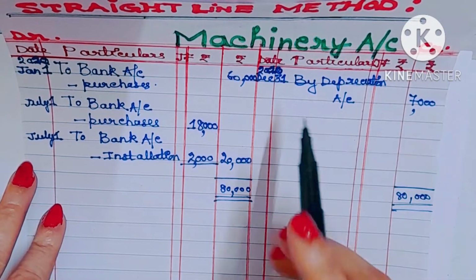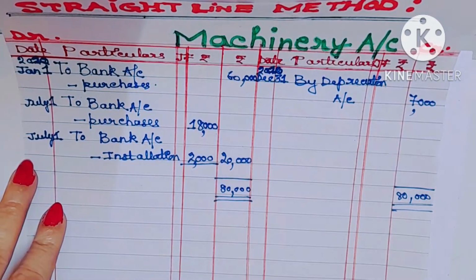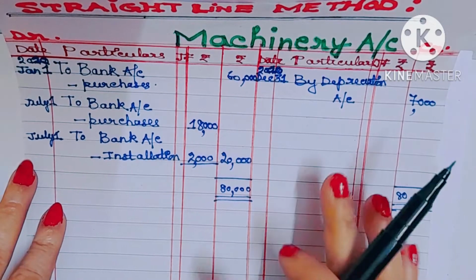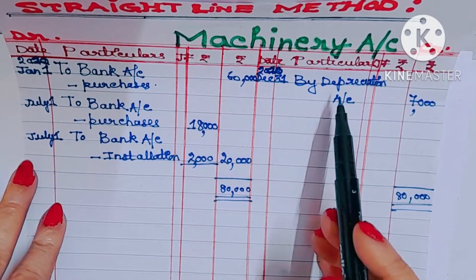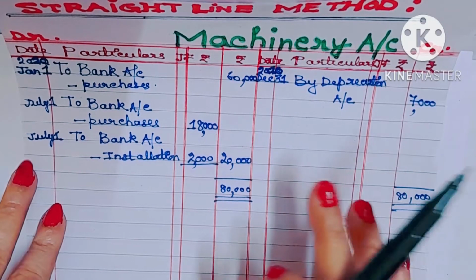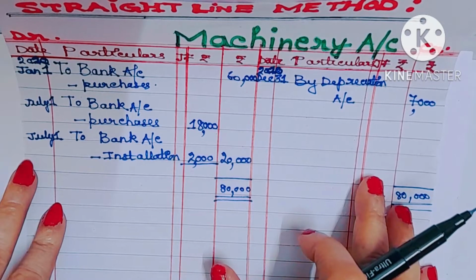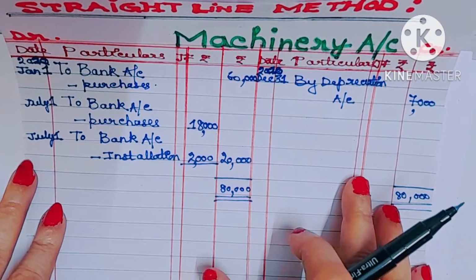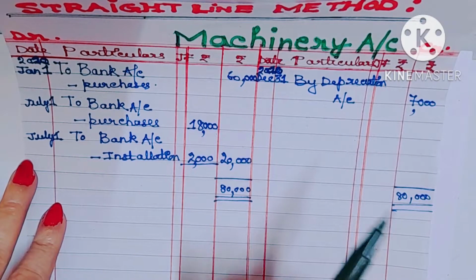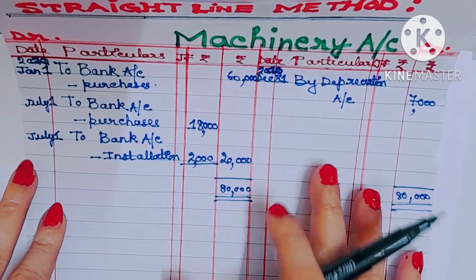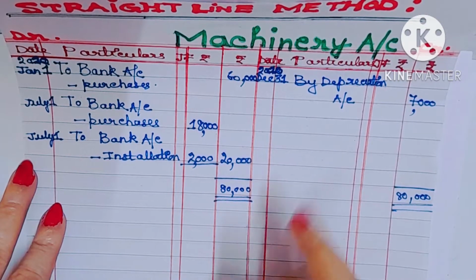Understood? It has been mentioned as calendar year, that is 1st January to 31st December. Please remember, in this particular problem, accounts are closed on 31st December every year. That is the reason we are charging depreciation on 31st December each year, because the business follows calendar year. But if the business follows financial year, then you have to charge depreciation on 31st March.